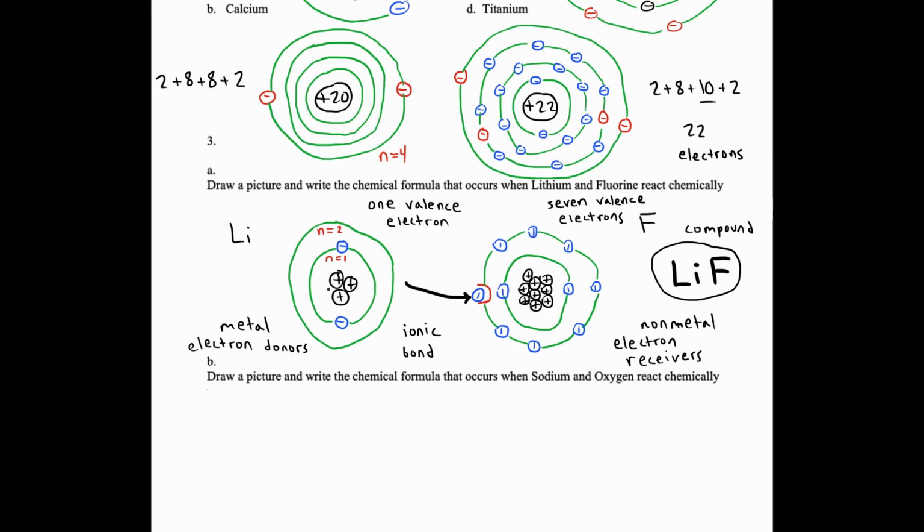That's why it's called ionic bonding, because now lithium only has 2 electrons and 3 protons. So it forms a positive ion. And fluorine now has more electrons than protons. It originally had 9 protons and 9 electrons, but now it's got 10 electrons. And so the fluorine will form a negative ion.